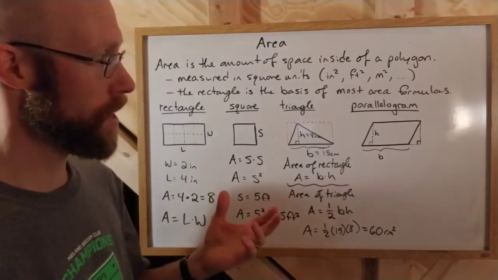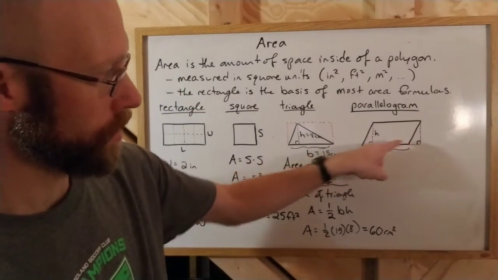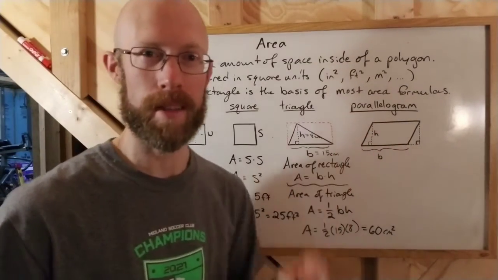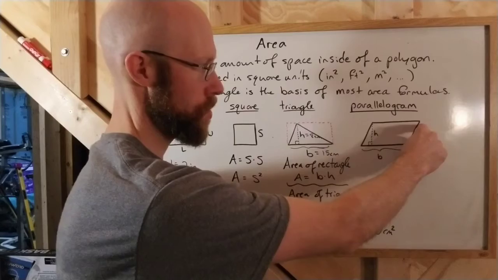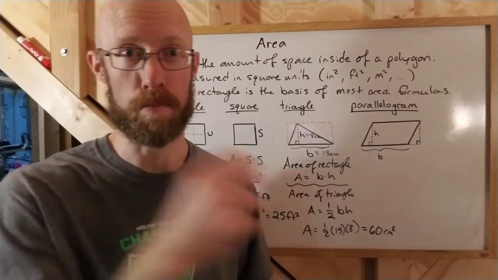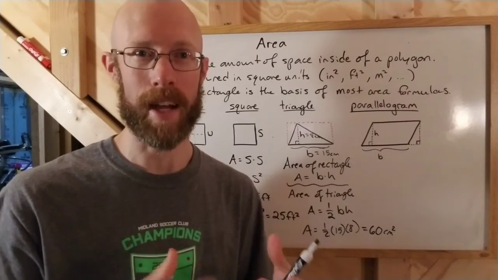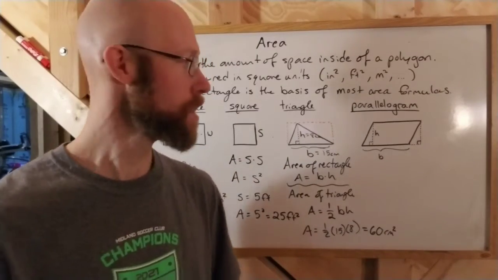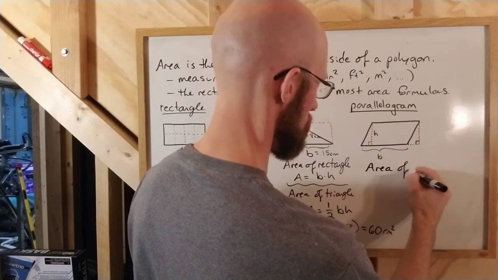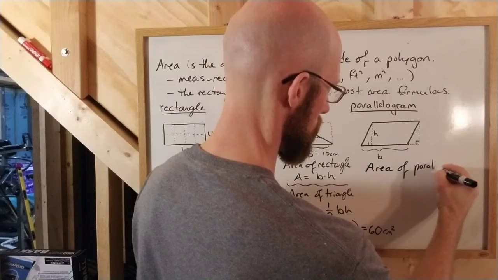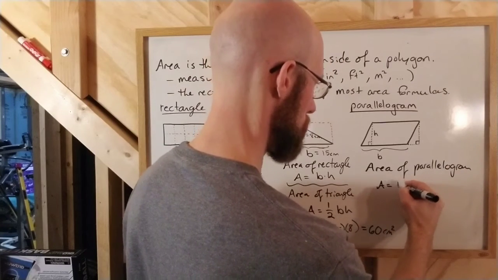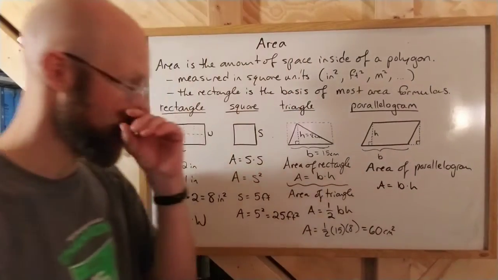Now, if you think about that, the area of the rectangle is the base times the height, or the length times the width. If you take that little slice of the triangle off and move it over here, you haven't changed the area, you've just moved where it is, right? The actual space on the inside hasn't changed. And so the area of the parallelogram is going to be the base times the height. Okay?